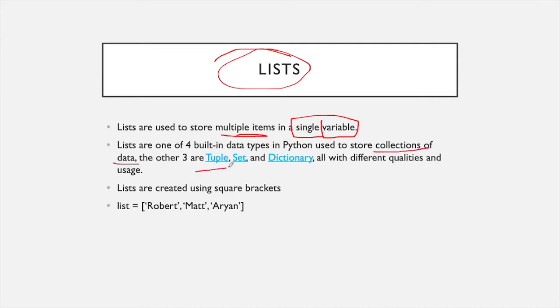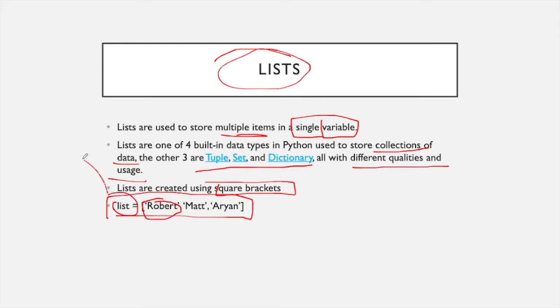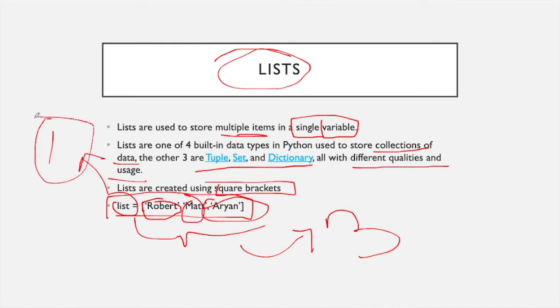Now, we also have tuple, set, and dictionary, and we're going to learn about these way later. But they all have different qualities and usage. Lists are created using square brackets, like this. This is a list. It's holding different strings in one variable. And as you can see, these are three values stored in one variable.